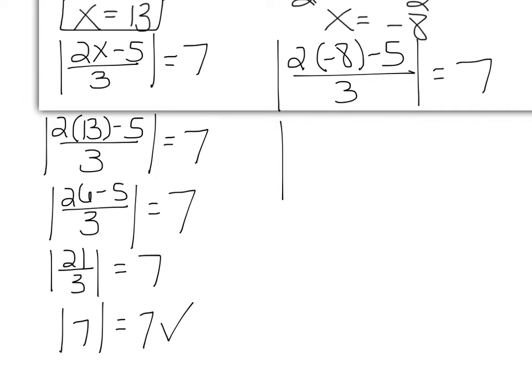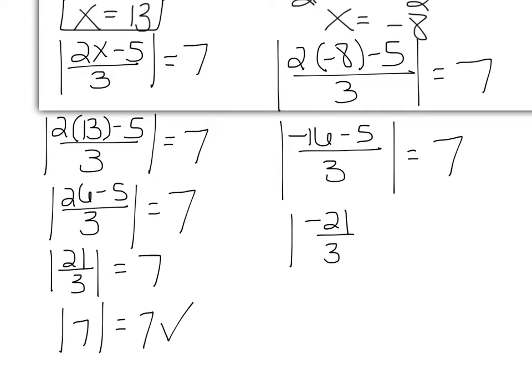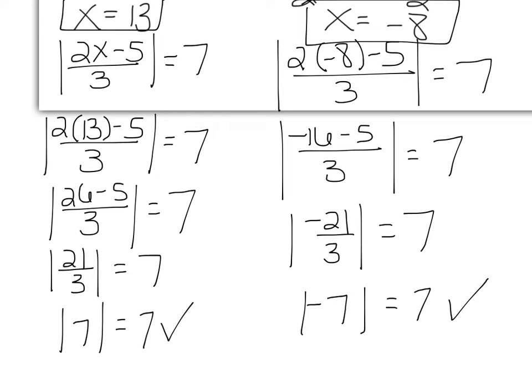Over here we have the absolute value of negative 16 minus 5 over 3 equals 7. So that's negative 21 over 3 equals 7, which is the absolute value of negative 7 equals 7, which is true. So negative 8 is also a solution.